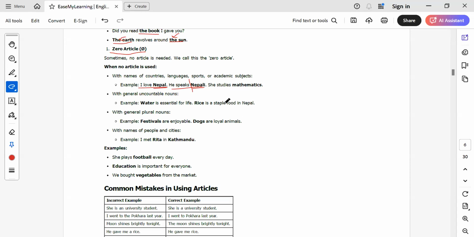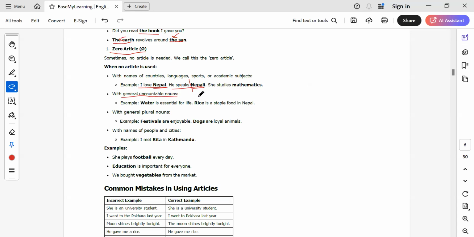Similarly, she studies mathematics or we study English. There's only one English language, one math subject. So we do not use an article there. We use the word on its own. We do not use it with the article. So this is a case where we do not use an article. We skip the article.